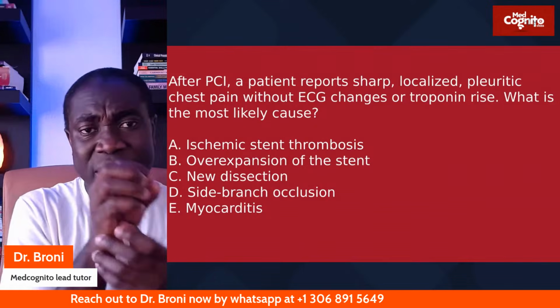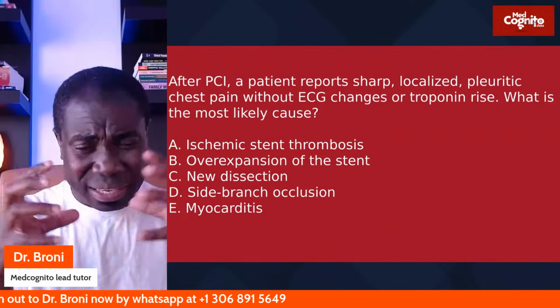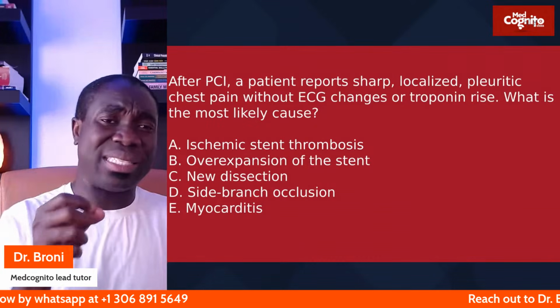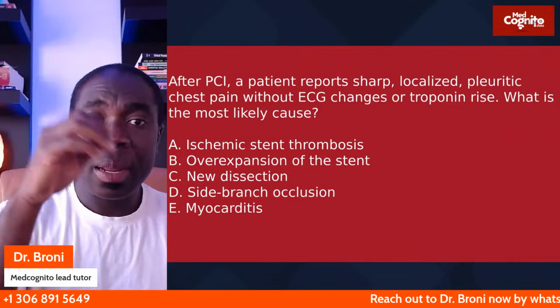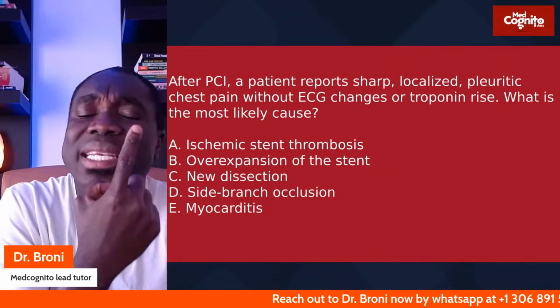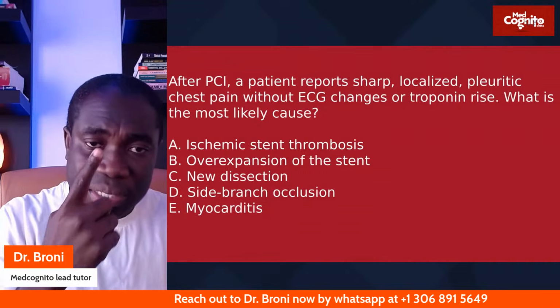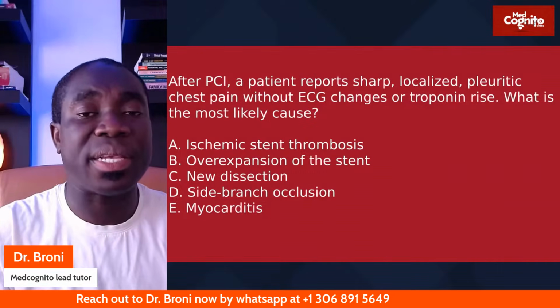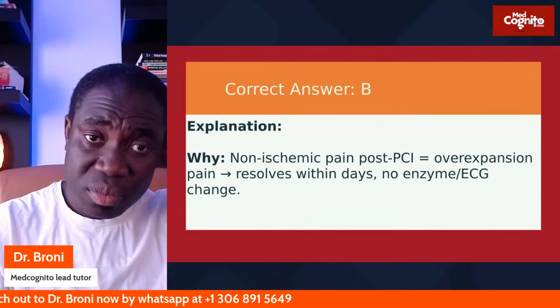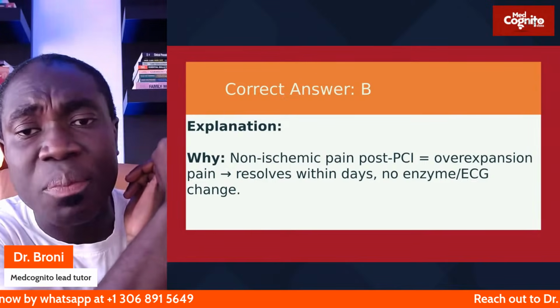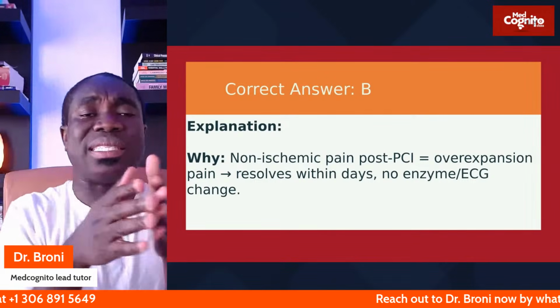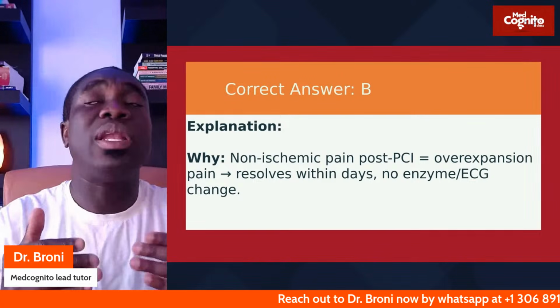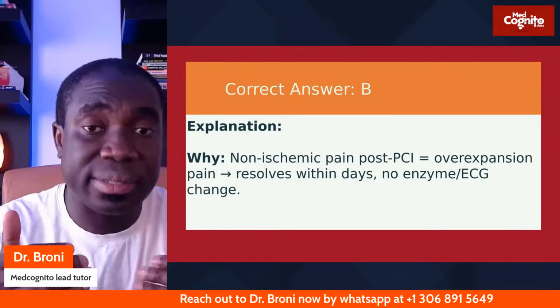You put a stent in to keep the blood vessel from getting filled up by clot again, or to take away the old clot, and the patient is having pleuritic chest pain. It's a result of overexpansion of the stent. Why? Non-ischemic pain post-PCI could be because the stent is expanding, and usually it resolves within days.